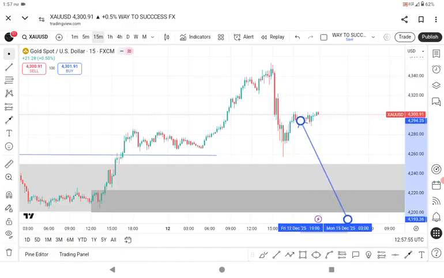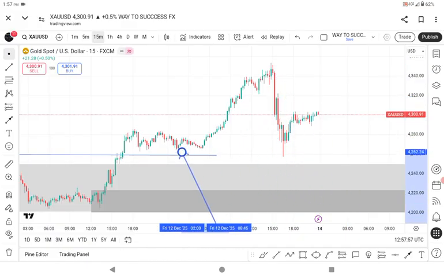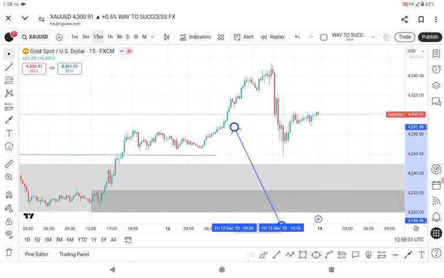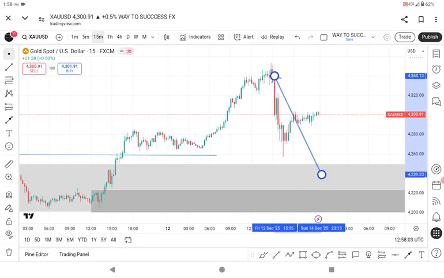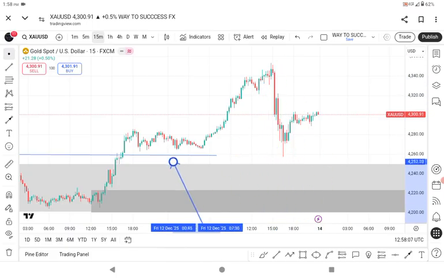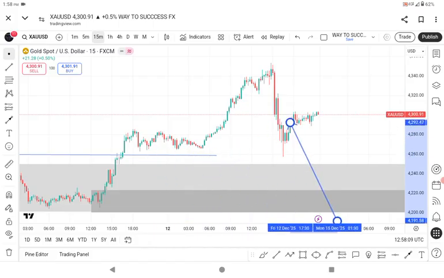Here in 15 minutes, we're having a lower low, and from going to the upside, we start trading to the downside. And now this is a strong low in 15 minutes, which has been swept. But I am more focusing on the H4 and the H1.